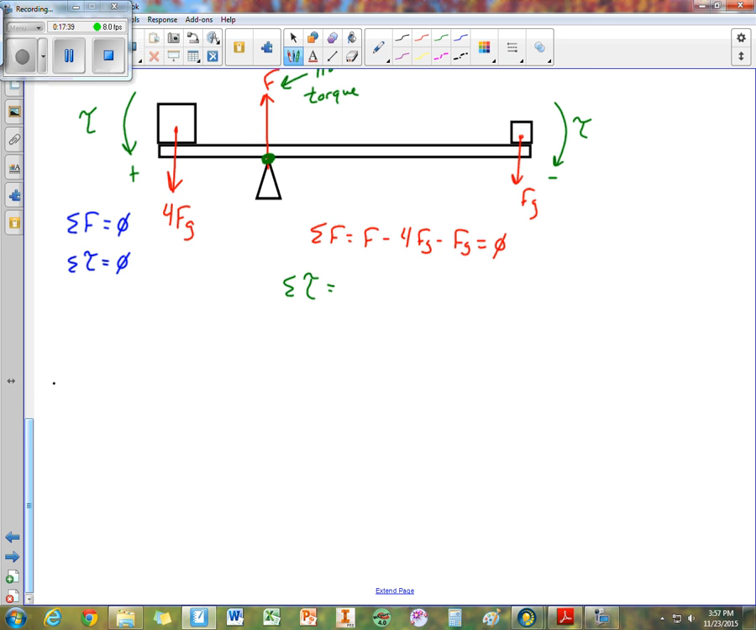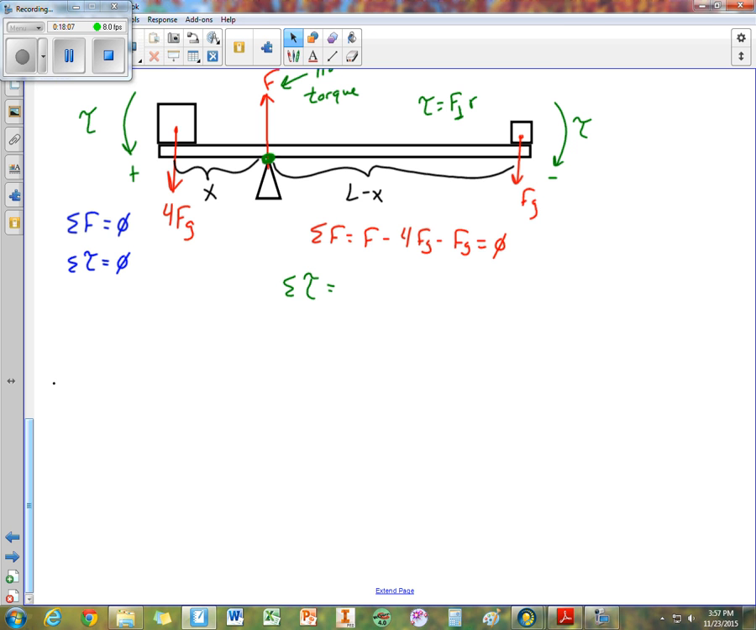So, torque, by definition, is a force that's perpendicular to a lever arm distance. This whole plank has a length L, so let's say that this has a lever arm distance of x, and this is L minus x. So if the entire plank has a length L, hopefully the x and the L minus x make sense. So for the torques, I have this 4Fg times x minus this Fg times L minus x. That needs to equal 0.